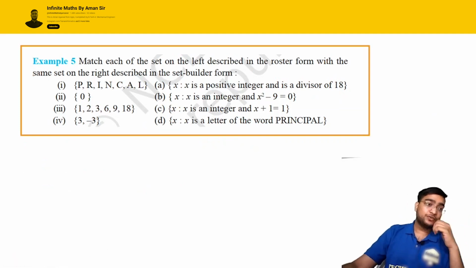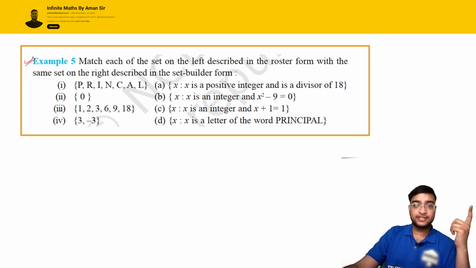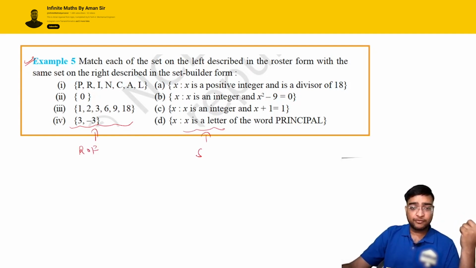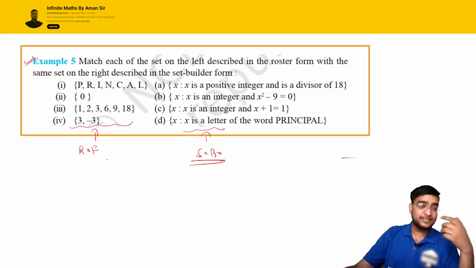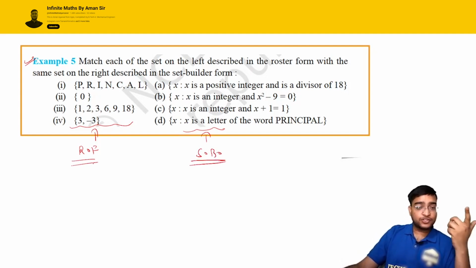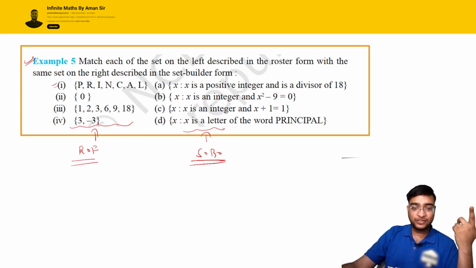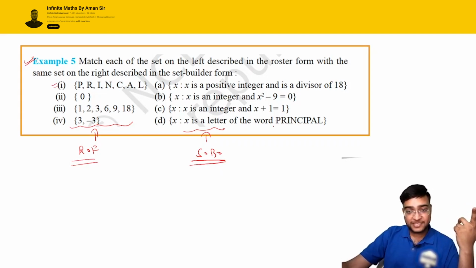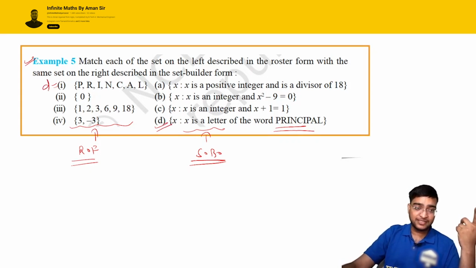So next example is example 5: match each of the following sets on the left described in the roster form with the same set described in set builder form. You all know this by this time. This is roster form, and this is set builder form. Let's see, guys. So in roster form, we match all of them. Principal, if I take principal, this is very well known, like x is a letter of the word principal. So if I take this into the match, that is very evident.